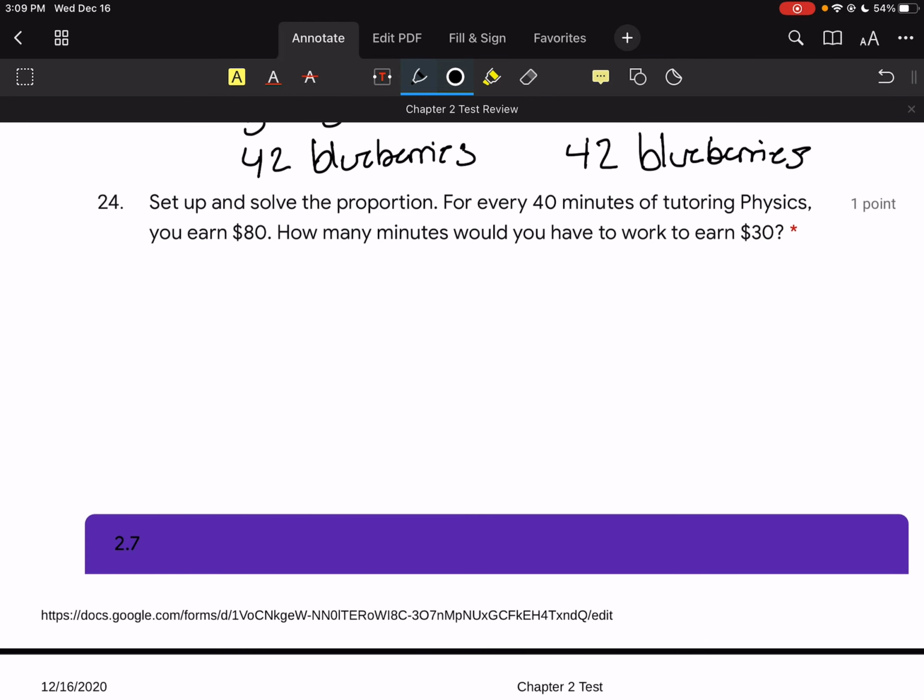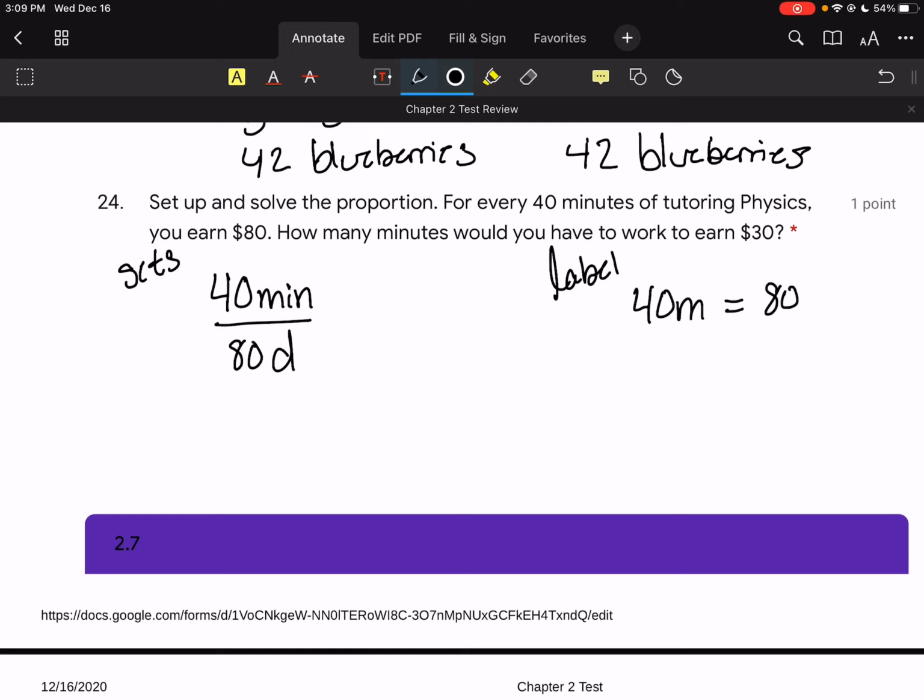Set up and solve the proportion. So for every 40 minutes of tutoring physics, you earn $80. So 40 minutes and $80. If you want to go by sets, or if you want to go by label, you'd have 40 minutes equals $80. How many minutes would you have to work to earn $30?